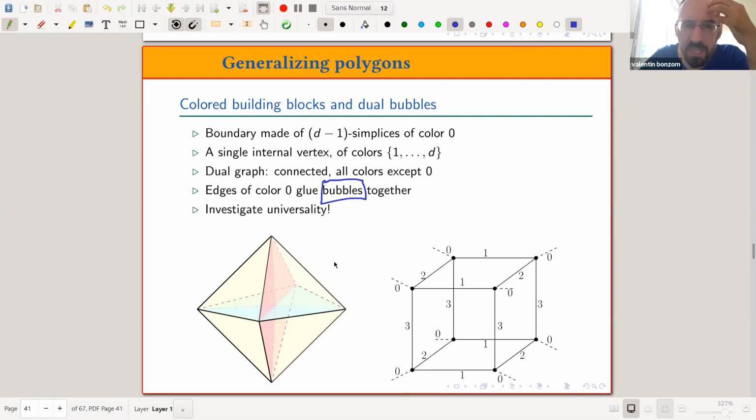And thanks to that, we can investigate universality, which means we can study gluings of different building blocks, okay? So these here, I call them colored building blocks. And in the dual picture, I call them bubbles. And when I say I, it's just people in the community.